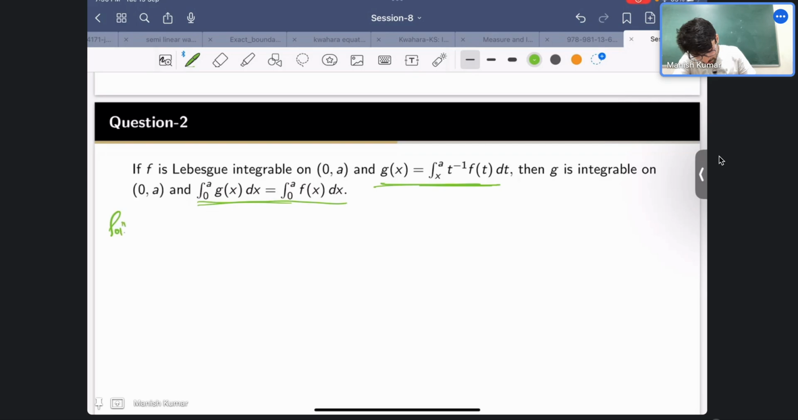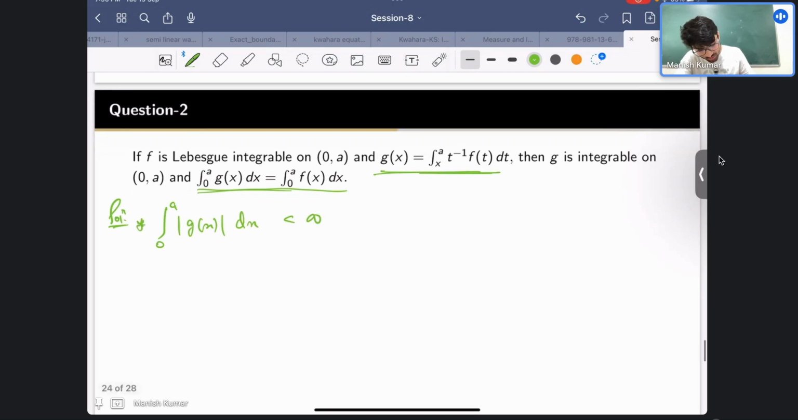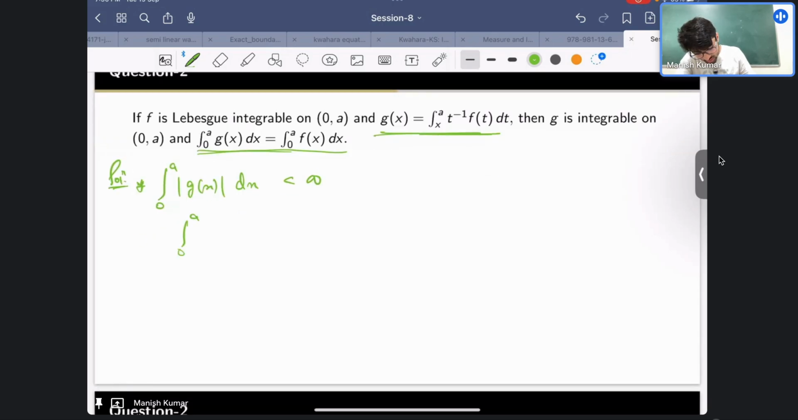Let's first check that g is integrable. For integrability, what you have to check is that the integral from 0 to a of mod of g(x) dx is finite, right? So this is what it means by checking the integrability. Let's start with that. The integral from 0 to a of mod of g(x), and this is equal to the integral from 0 to a of mod of the integral of t inverse f(t), right?